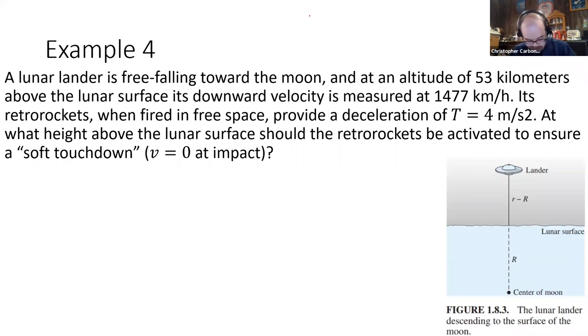So to answer that, we would have the force divided by little m equal to capital G times big M divided by r squared. And to get the acceleration now, we need to use a differential equation here. So the second derivative of r with respect to t is equal to capital T, the thrust acceleration, minus capital G times capital M divided by r squared.